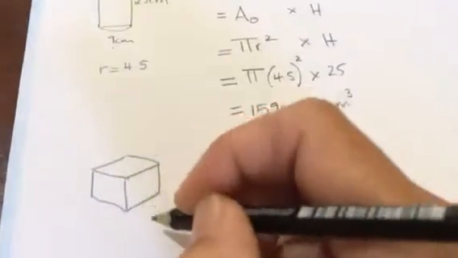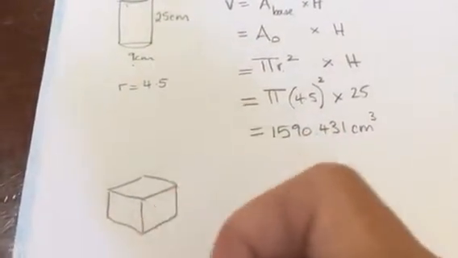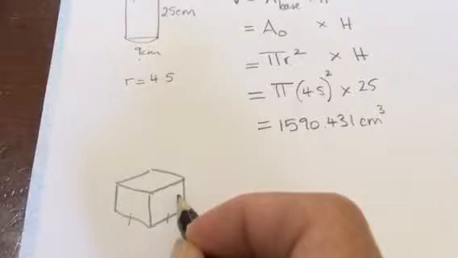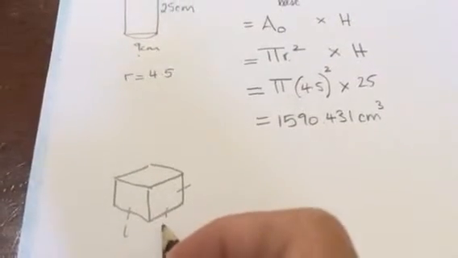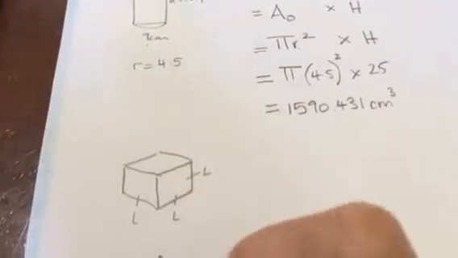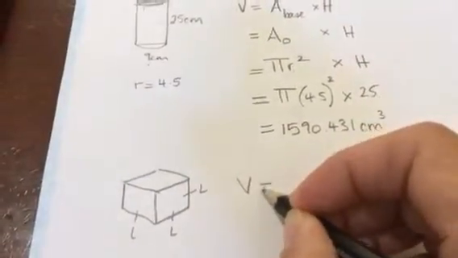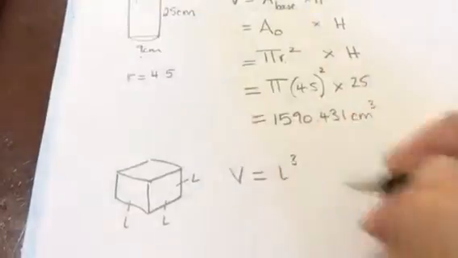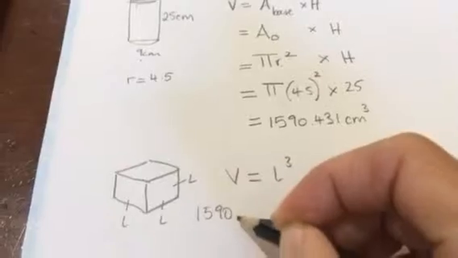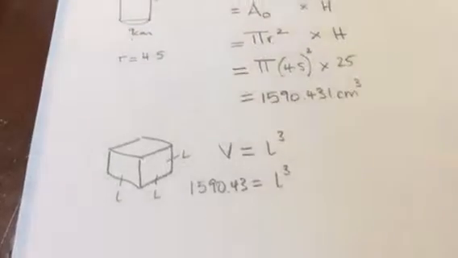Okay, and the cube, what we don't know is how high it is or how long it is or how wide it is. But we do know that whatever this is the same as this, is the same as this, because it's a cube. So length and width and height are all the same. We also know what the volume has to be. So we can say a volume of a cube is equal to length cubed. The volume of this cube is equal to 1,590.43, and it equals whatever the length is cubed.